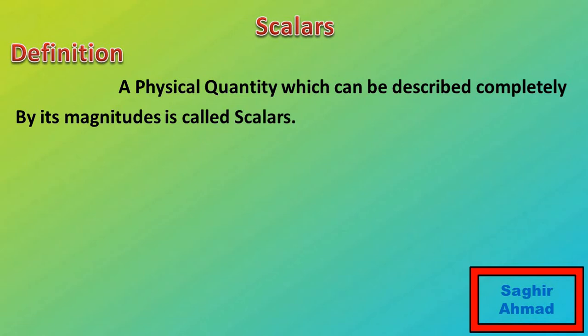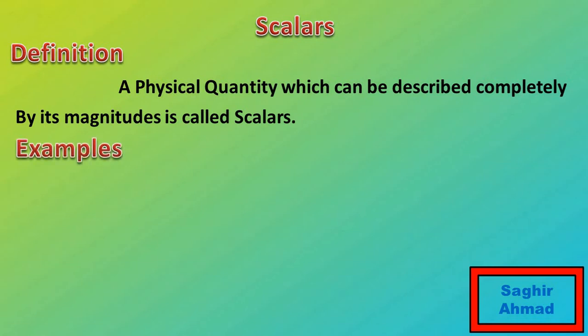And what is magnitude? The magnitude of a quantity means its numerical value. For example, 2.5 kg, here 2.5 is a numerical value and kg is the unit. 40 second, in 40 second, 40 is the magnitude and second is the unit. 1.8 meter, 1.8 is a numerical value and meter is a unit.